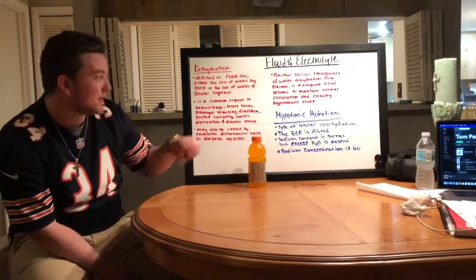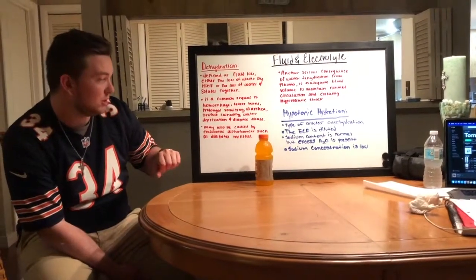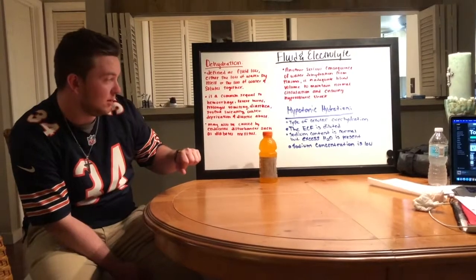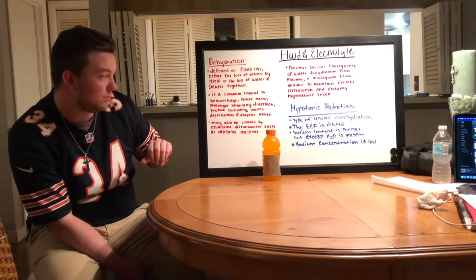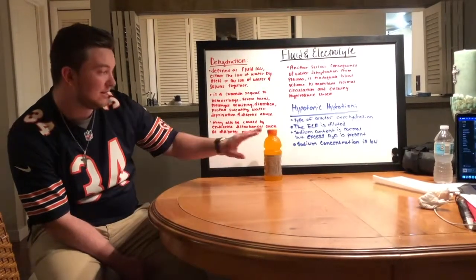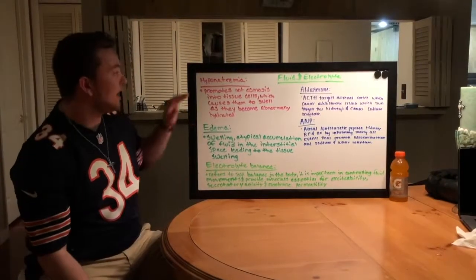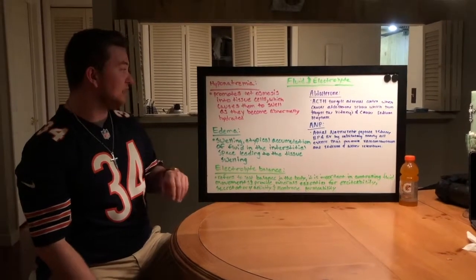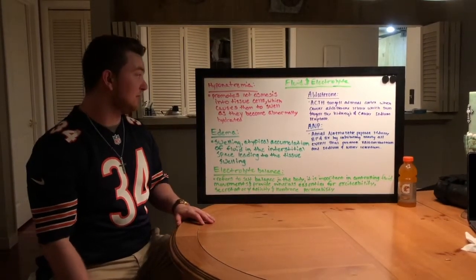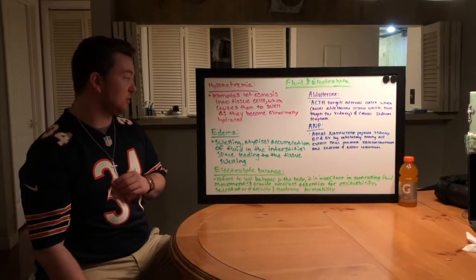Hypotonic hydration is a type of cellular overhydration. The ECF is diluted, sodium content is normal, but excess water is present, and sodium concentration is low. Hyponatremia promotes net osmosis into tissue cells, which causes them to swell as they become abnormally hydrated.